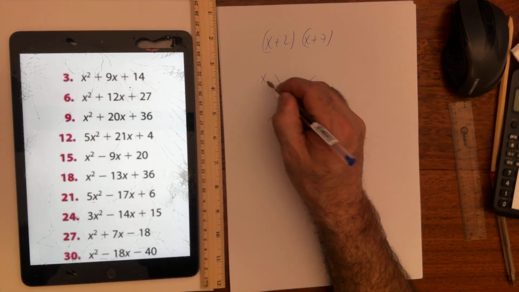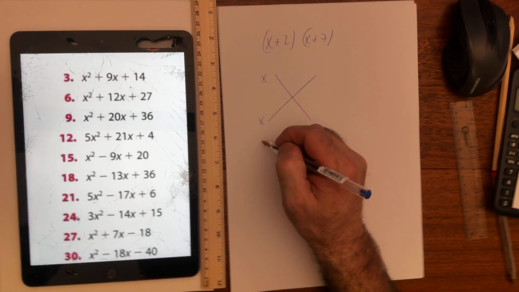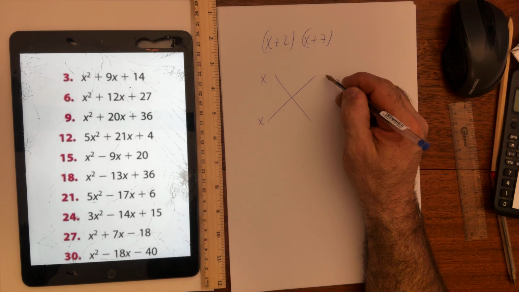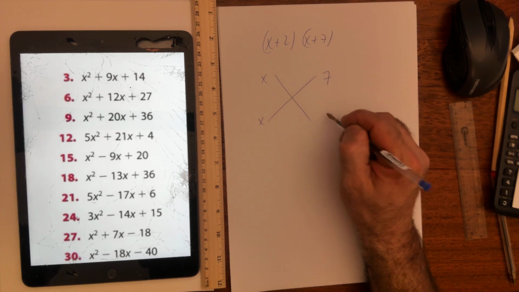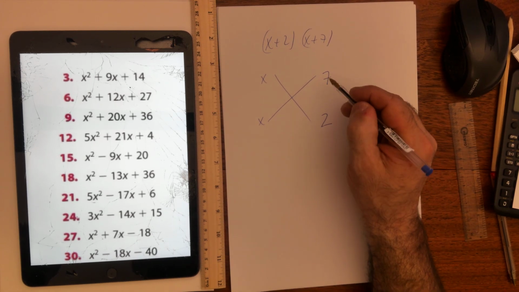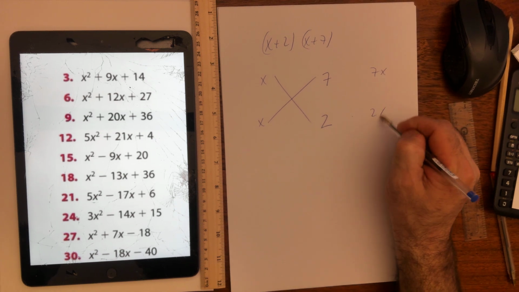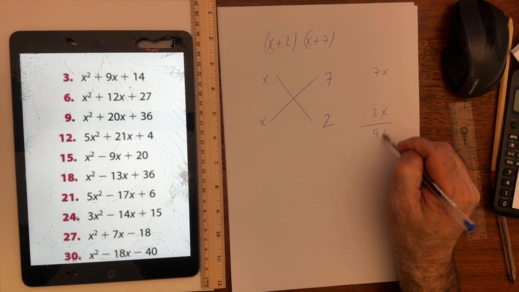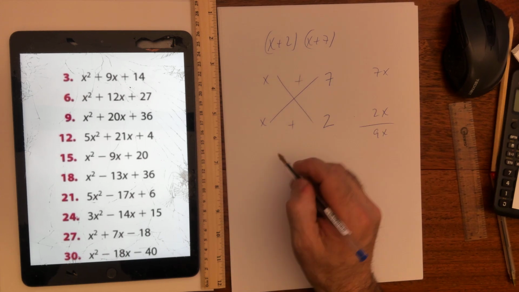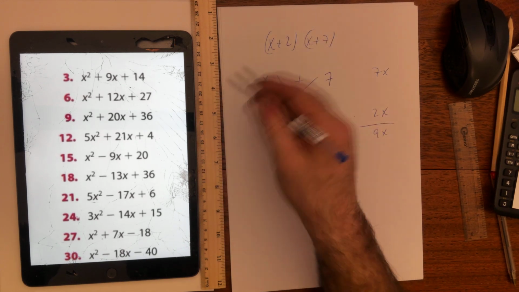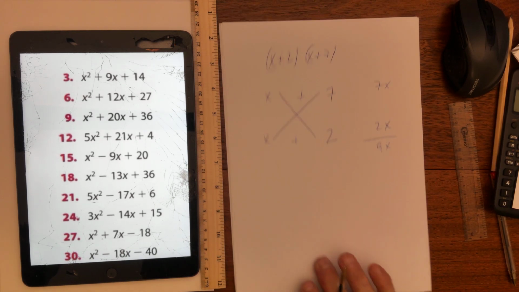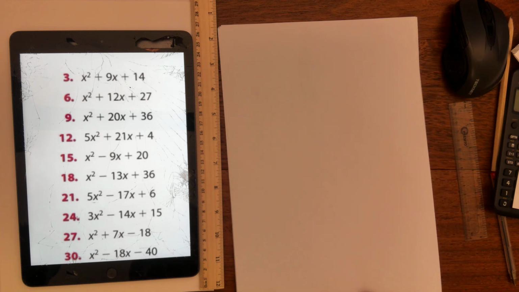So how do we get x squared? It's x and x. How do we get 14? It's going to be 7 and 2 to get 14, and then 7 and 2 is 9. So you've got your 7x and 2x, and your plus 9x. They're both plus, and then we have that one done. Question 6.